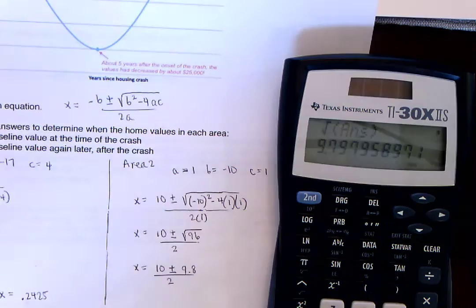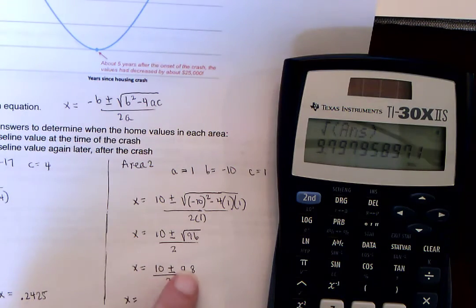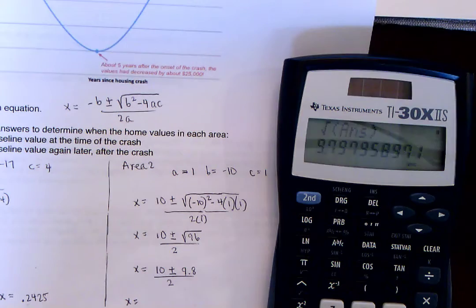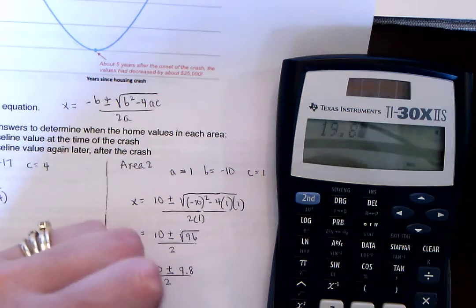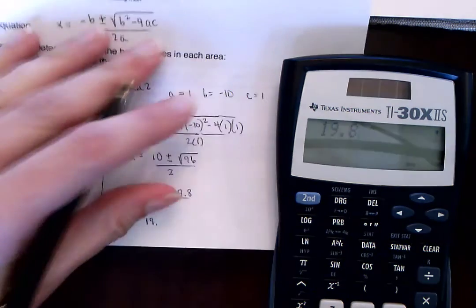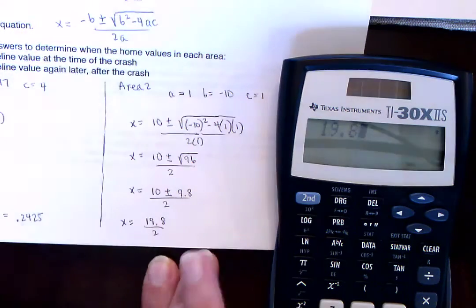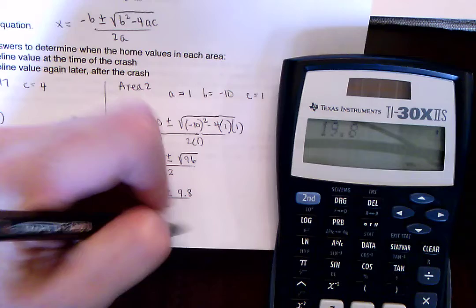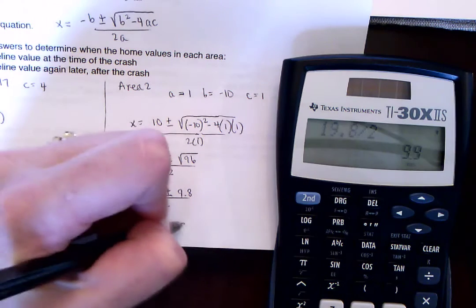And now I just have my two answers. I got to figure those out. So first I'm going to do 10 plus 9.8 is 19.8. So we're going to do 19.8 divided by 2. That's going to be our first one. So if I divide that by 2, I get 9.9.